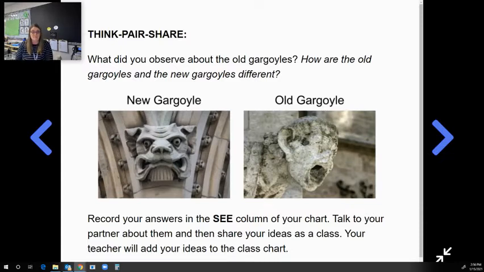So what you're working on right now, and I want you to push pause, is you're going to record in the C section of your chart what are some observations you make about the new gargoyle and the old gargoyle on these two pictures. And then when you're done, you can click play again.